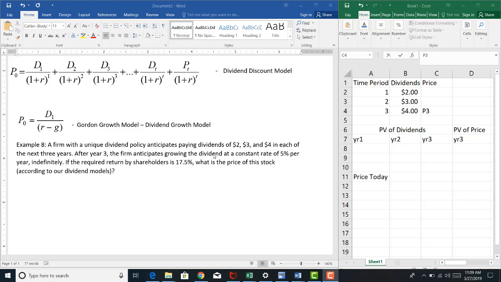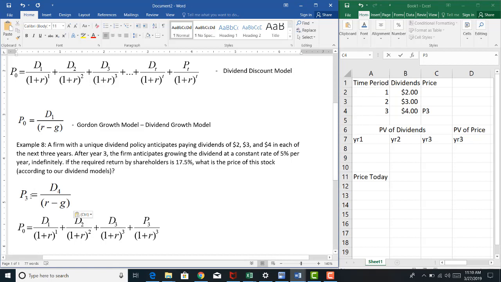So what we're going to have to do is use a combination of both of these models. We're going to have to use the dividend discount model to discount the dividends. And then we're going to have to figure out what the price of the stock is going to be beginning in year 3 after the dividends start growing at a constant rate. And then we're going to calculate what the price of the stock is going to be. So in other words, I'm going to figure out what the price of the stock is going to be in year 3. Look at this equation here.